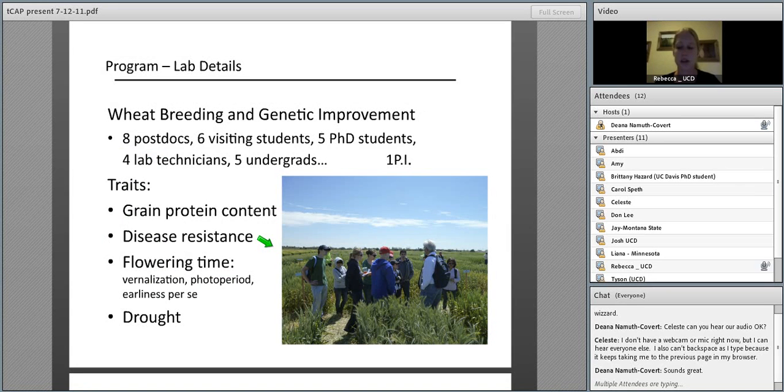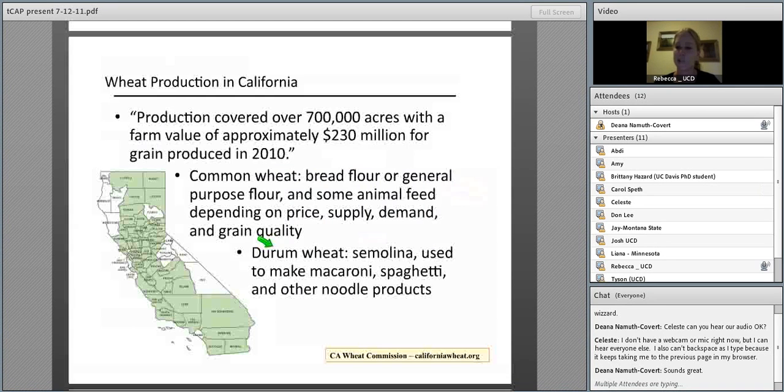So just a little bit about our lab. We have quite a few members: 8 postdocs, 6 visiting students, 5 PhD students, 4 lab techs, 5 undergrads currently, and a field manager, which I didn't put on here. And all of that is covered by 1 PI, and that's Jorge. So about 30 people, and we're looking to hire 2 more.